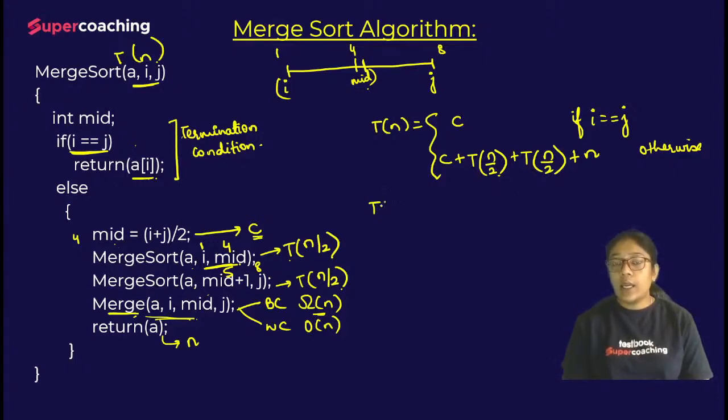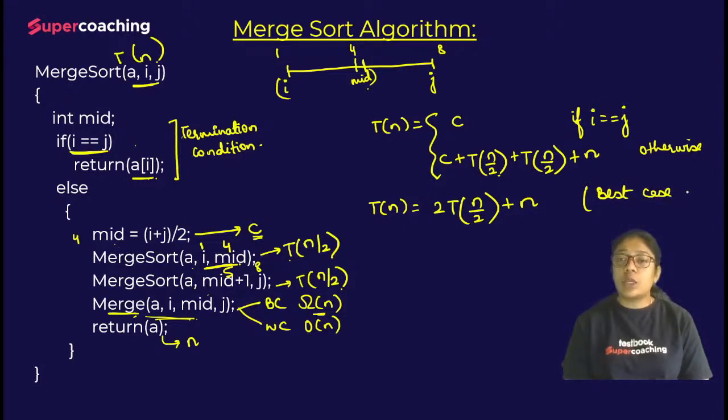Now simplify this. We'll get the recurrence relation as T(n/2) plus T(n/2), which comes out to be 2T(n/2), and for the additional function, this is n. Best case may be n, worst case may be n. So this is the recurrence relation for best case as well as worst case, because there is no change in any term between best case and worst case, that means merge sort will be returning the same time complexity.